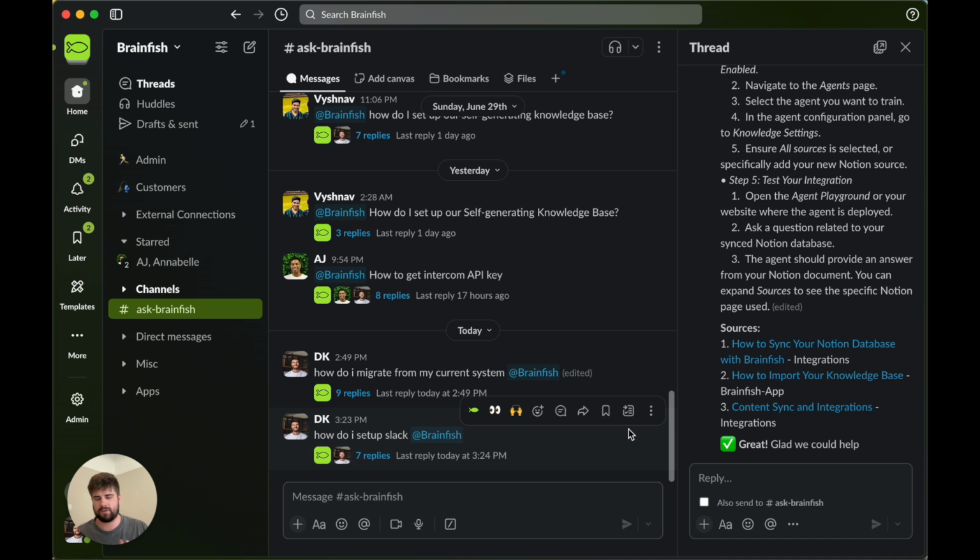And the other benefit is that for your team, it's really easy to then see where there's gaps in knowledge and where there's opportunities for improvement on the content side. And we can do this through analytics.